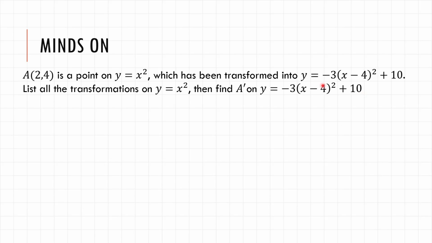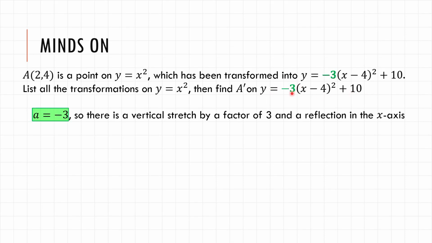Okay, hopefully you realize that in this equation the a value is now -3. And when a is negative, that's always a reflection in the x-axis. Because a is -3, the absolute value is 3. That means this parabola was vertically stretched by a factor of 3. That means all of the y coordinates got multiplied. That's why we use the word factor. They were multiplied by 3.